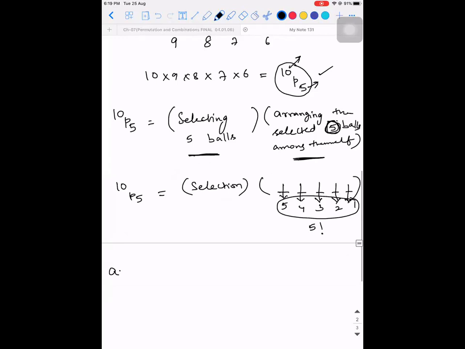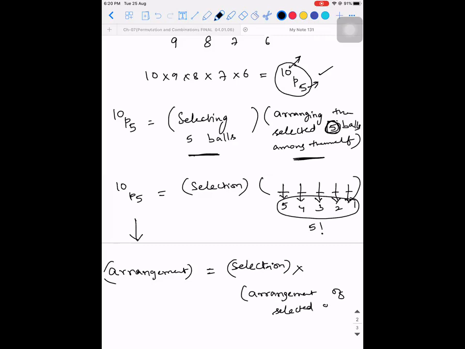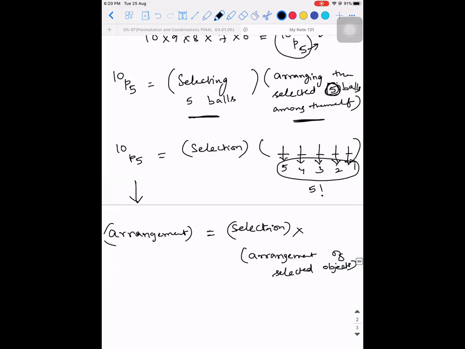So can I say arrangement, that is permutation, is equal to selection into arrangement of selected objects. Are you guys able to understand my statement? So arrangement, in general, is equal to first you need to do the process of selection into, after you do the selection, you arrange the selected objects among themselves.